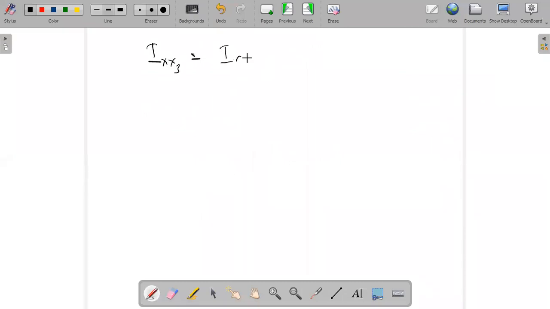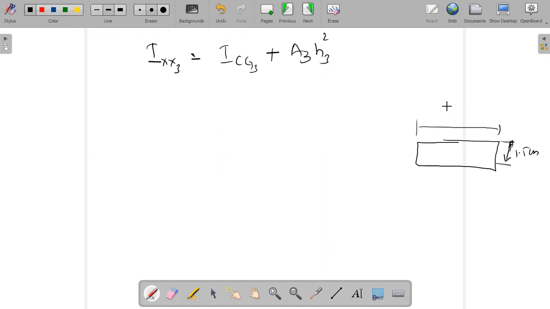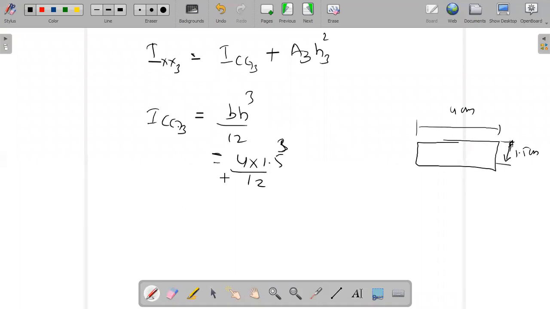What is Ixx3? ICG3 plus A3H3 square. Now the third section was like this, the height of this is 1.5. Tell me what is the y coordinate in this section? We have to find ICG3, the formula is BH cube by 12. So 4 into 1.5 cube divided by 12. What is the answer for this?